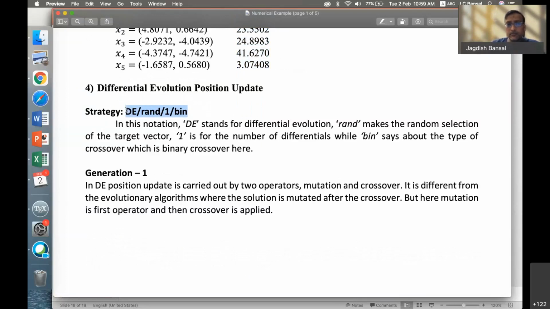strategy: differential evolution, randomly selected target vector, only one difference vector because I have taken only 5 population size, and the binomial operator because I have explained the binomial operator. So let me start with the mutation operator. The first step is the mutation operator. This formula I already mentioned.